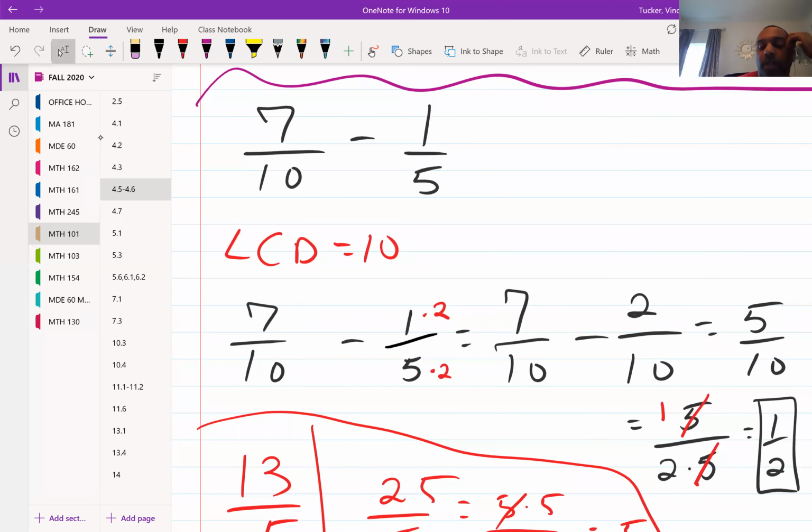Then I can reduce that by 5 in both cases. If everything cancels out completely in your numerator, then you're still left with 1. That's what happens here. The 5 cancels out into the 10, but leaves us with 1 in the numerator. And so that'll be 1 over 2 as my solution.